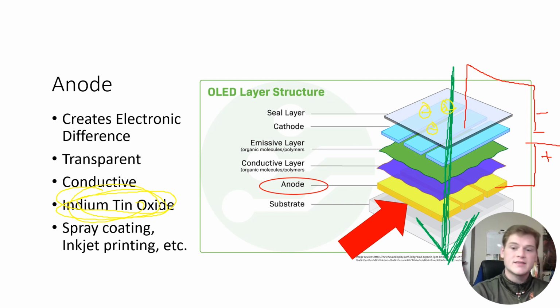So when the two are mixed together, it creates this indium tin oxide, and it's what allows the anode to really attract those electrons. Another interesting fact about the anode is that since it's a coating, it can be applied through spray coating, or it can even be applied with additive manufacturing processes such as inkjet printing, depending on the shape of the organic LED.